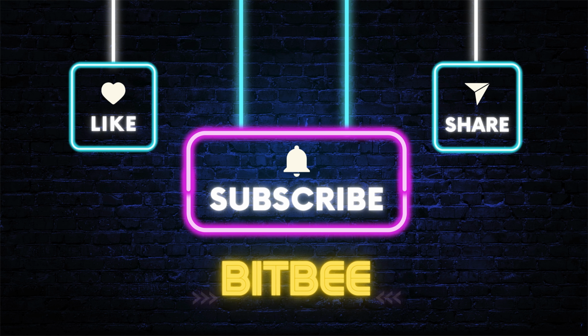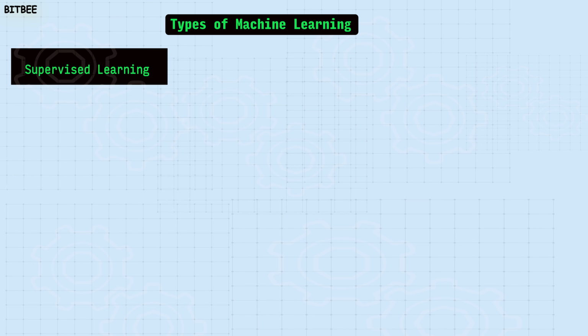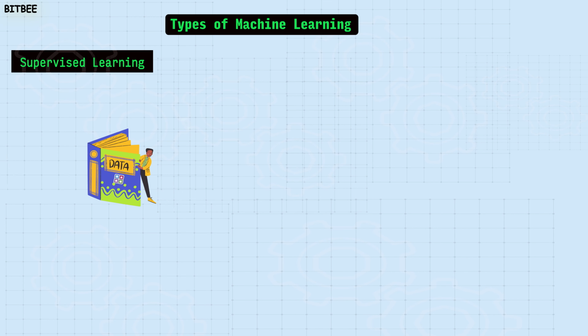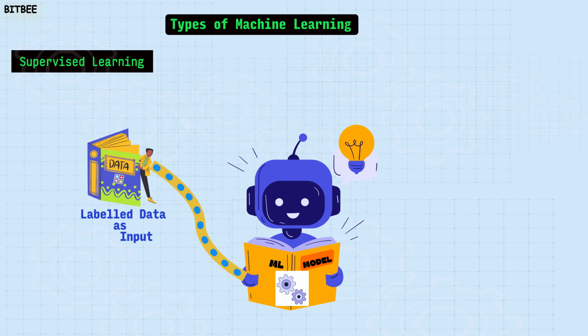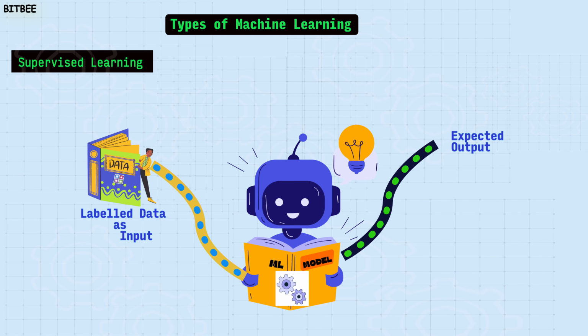So the first topic is supervised learning. Under supervised learning, the machine learning model is provided with data, and this input data is labeled data. Here, labeled data indicates that the input data was already named or classified as one of the categories. Let's take an example to understand it well.